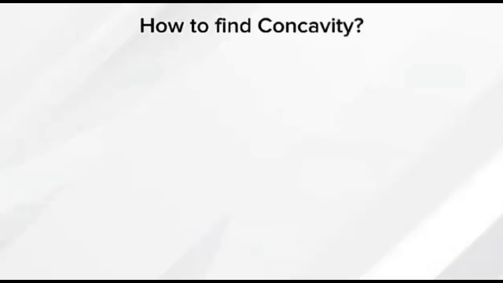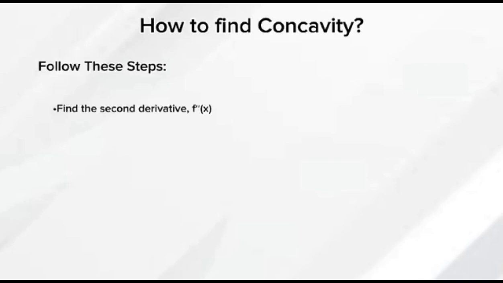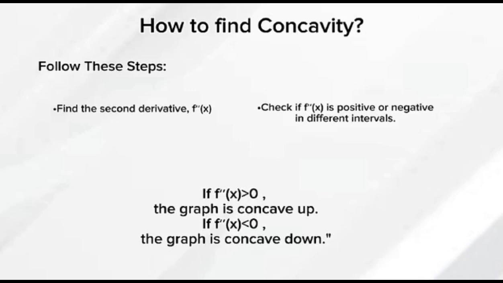And why does concavity matter? Concavity helps us see how a graph behaves. It tells us if the slope is getting steeper or leveling out. How to find concavity? To figure out the concavity of a curve, follow these steps. First, find the second derivative. Second, check if f double prime of x is positive or negative in different intervals. If f double prime of x is greater than 0, the graph is concave up. If f double prime of x is less than 0, the graph is concave down.